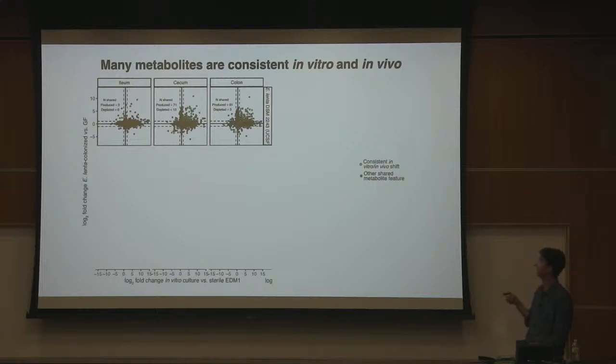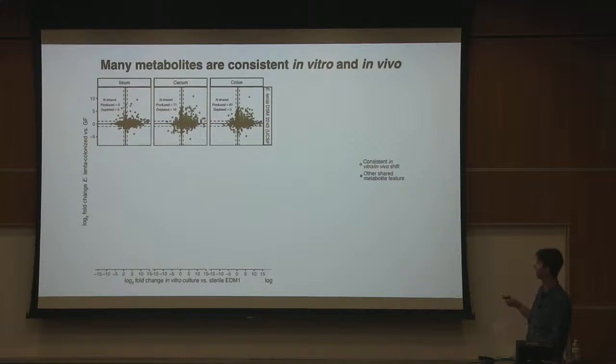Comfortingly, we saw that a lot of what we had originally seen in the in vitro data was actually still true in a mouse. These are scatter plots looking at the fold changes of different compounds in vitro on the x-axis versus in mice on the y-axis. You can see, especially in the colon and cecum, there are a lot of these green dots that represent compounds that are significantly different in both experiments.